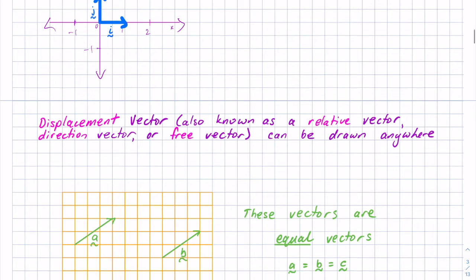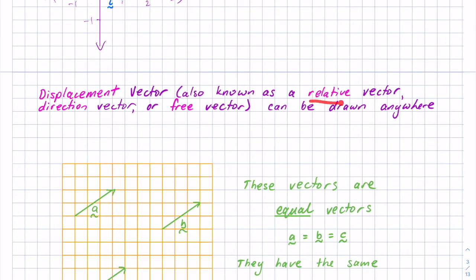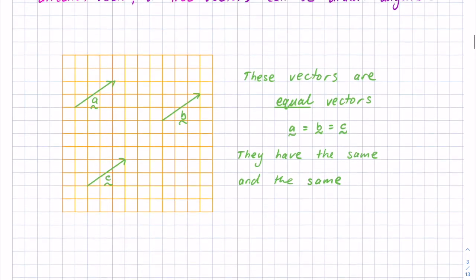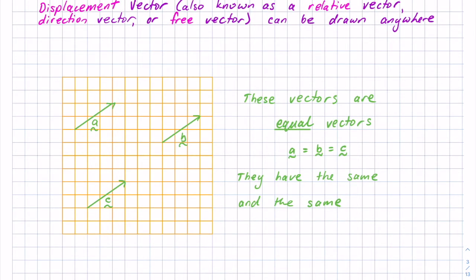There are displacement vectors. They're also known as relative vectors, direction vectors, or free vectors, depending on which book you look at. Any of those names could come up in a test, so I'd suggest knowing all of those. If we look at these displacement vectors, they can be drawn anywhere. These vectors are equal, so vector A equals vector B equals vector C. They have the same magnitude, they're the same size, and they have the same direction. So that makes them equal. Free vectors or displacement vectors can be drawn anywhere.